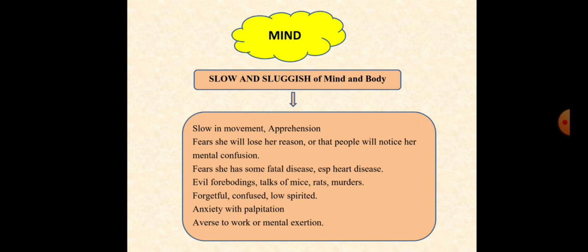Forgetful, confused, very low spirited. Anxiety will be found more in Calcarea carb, with palpitation. They have aversion to work or mental exertion, so easily they get exhausted. We saw their anemia and impaired nutrition as pathological actions. The same thing happens in the mind, where they get easily exhausted. They can't put their mind to work for a longer period.